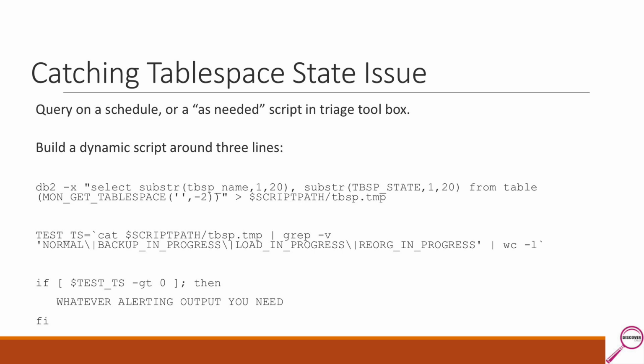Now, if you go to my Discover DB2 GitHub account, that's actually my GitHub account, but there is a Discover DB2 section there. You'll actually see a couple hooks that you can download for free, and one of them is the catching table space state. So hopefully you will find that useful.